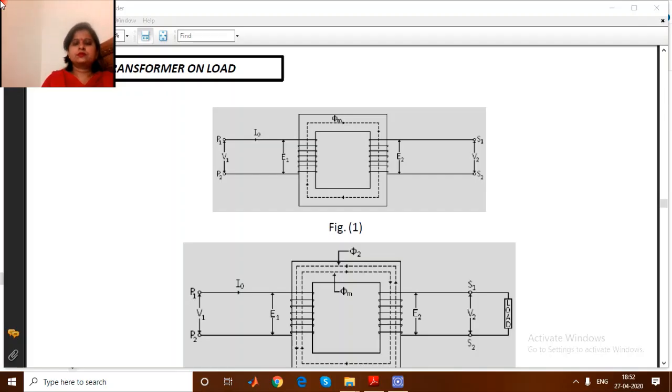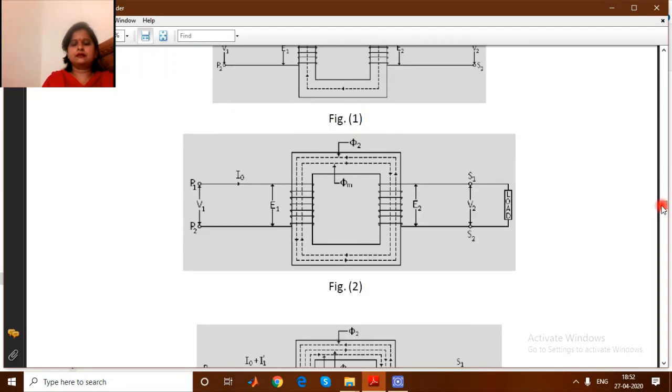Welcome to all. So today we will discuss transformer on loaded condition. Previously we have discussed what will be the phasor diagram of transformer when there is no load at the secondary side. Now we will discuss, as soon as we connect a load in the secondary side, a current I2 will start flowing through this secondary winding, which was initially 0. When there was no load in the secondary side, the I2 was 0.